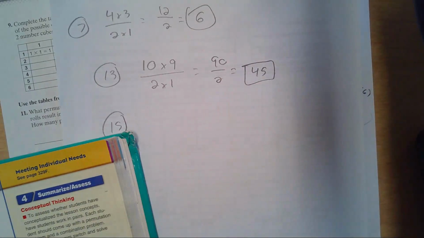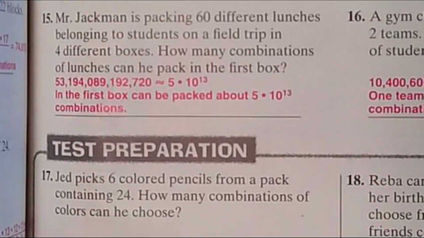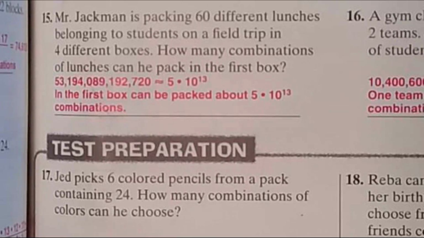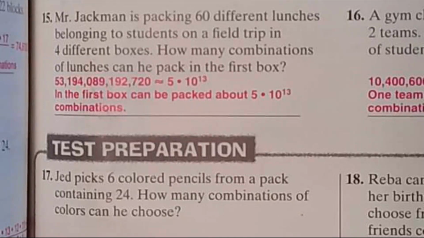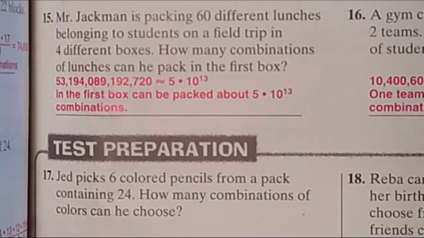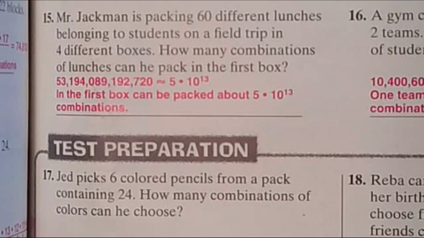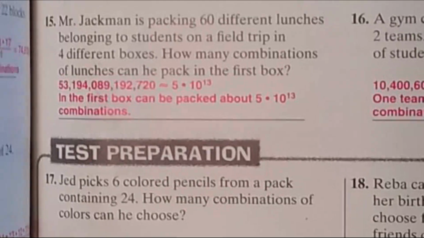You ready for it? Again, I'm trying to figure out where this answer came from, because honestly, I don't know. Here's what the book got. How did they get that many? 53 trillion, 194 billion, 89 million, 192,720. Maybe they did 60 factorial. Maybe. I don't know. What in the heck?